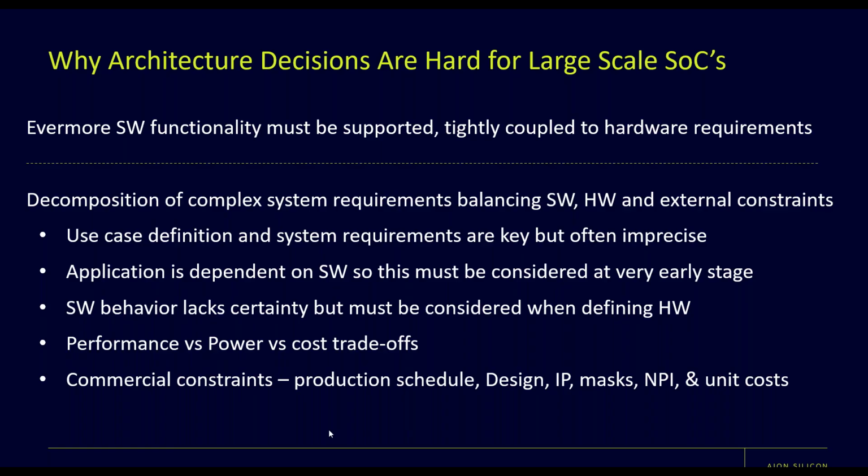Then we have performance, power and cost trade-offs, or what you might call functionality per watt per dollar. We have to build that into the process. It will put constraints on what we can do. And then there's the very obvious commercial constraints in terms of schedule to production, design IP costs, mask costs, the cost of bringing production up, and then the unit cost as we go through the product life cycle.